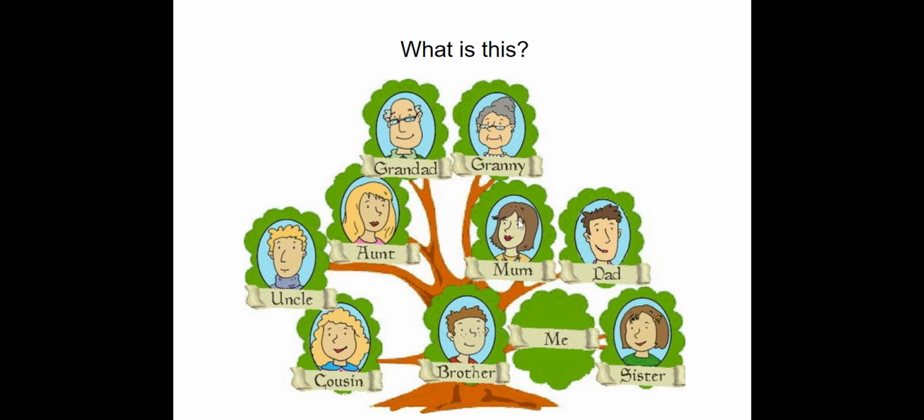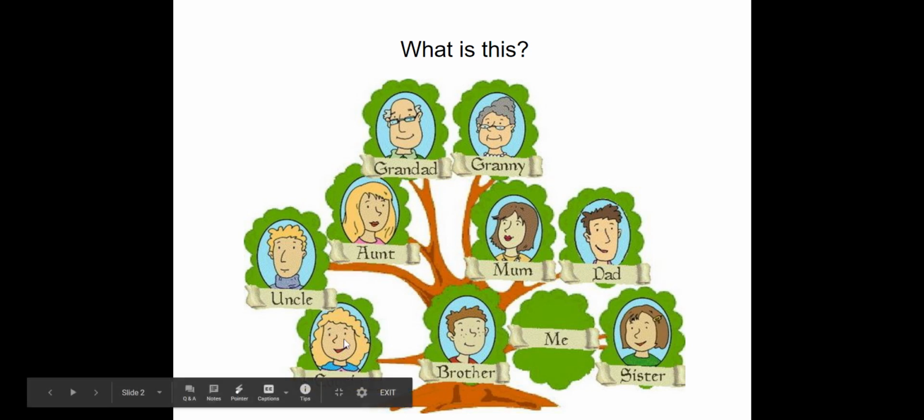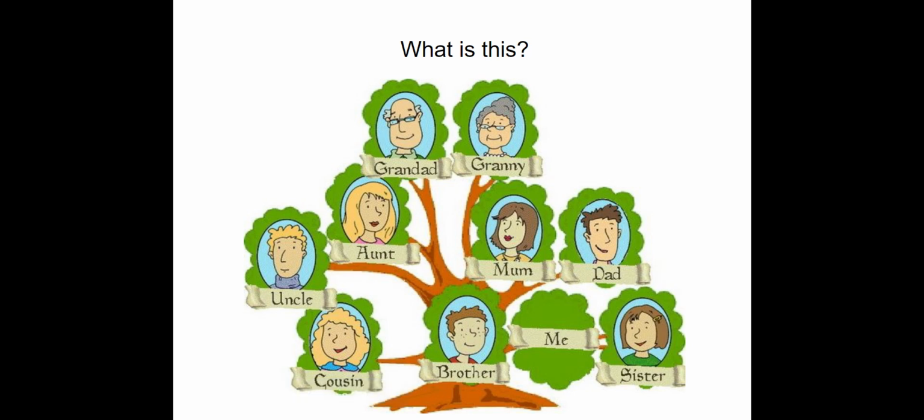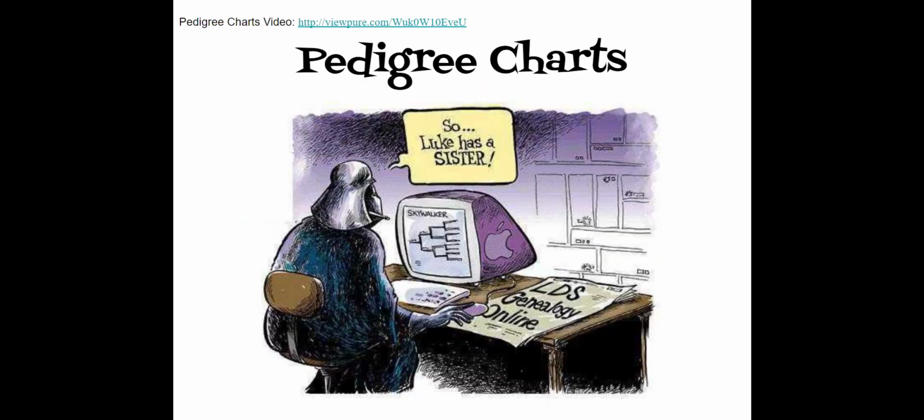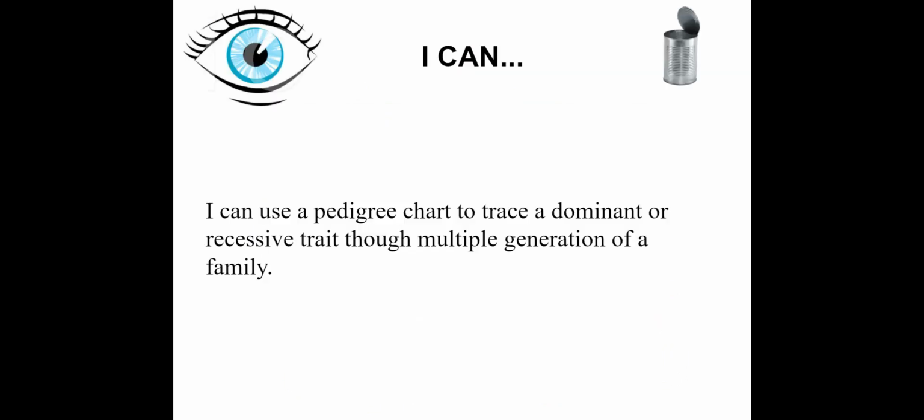These two women got married. Here's her husband and here's the other husband. And then it's showing the kids that they had. So here is the child of these two, and here are the three children of these two. We're going to be looking at something similar to this family tree, but we call them pedigree charts. By the end of this lesson, we need to be able to use pedigree charts to trace traits through multiple generations of a family.